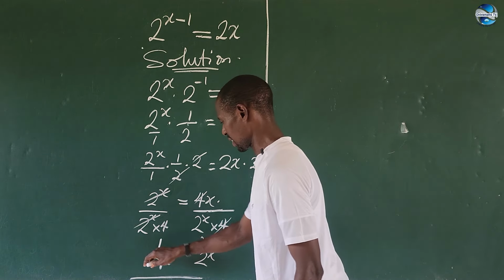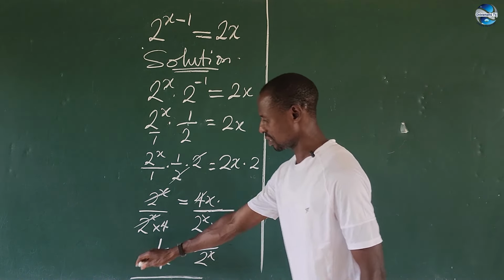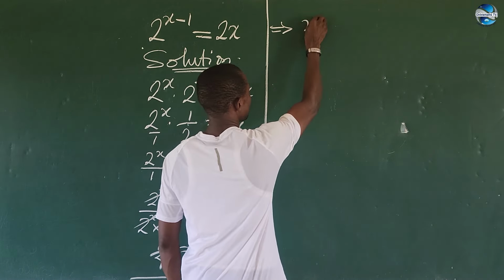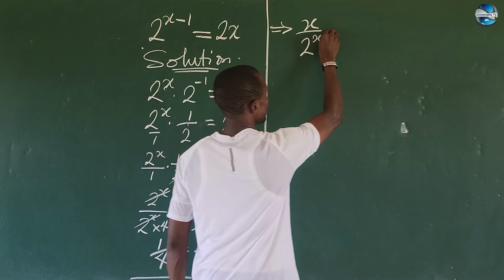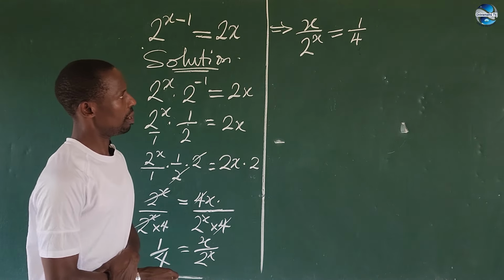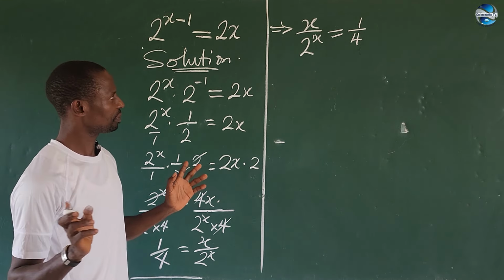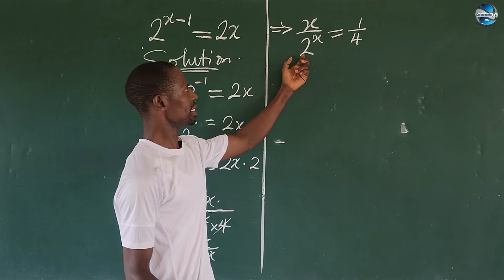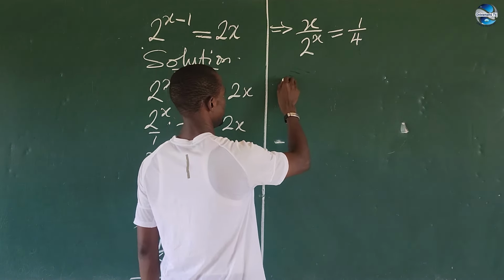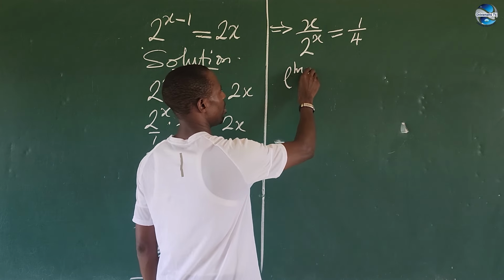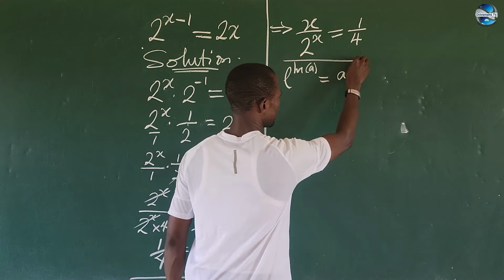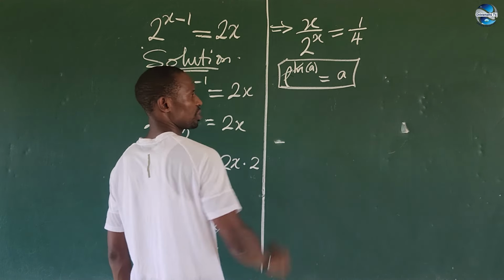Since we're having our constant term this way and our variable this way, let's move this to this side of the equation. So rearranging this now implies that x all over 2 to the power of x is equal to 1 all over 4. Wow. So what we do here is easy. We can rewrite this denominator here. Remember that if we have e to the power of ln of a, this will give us a.